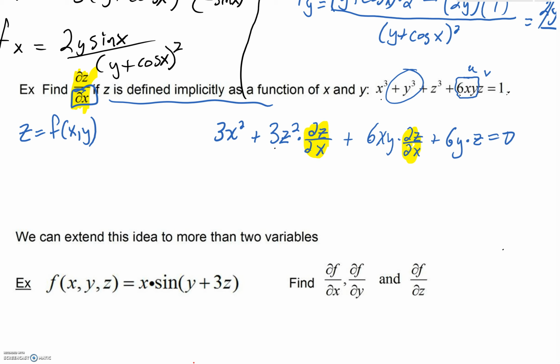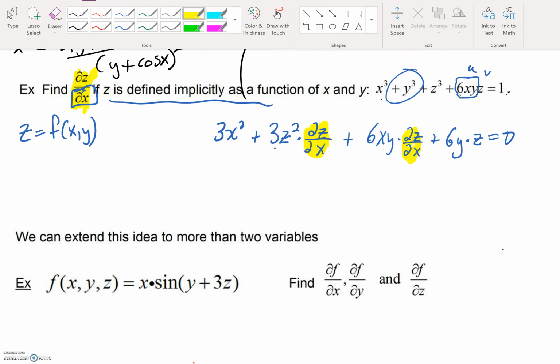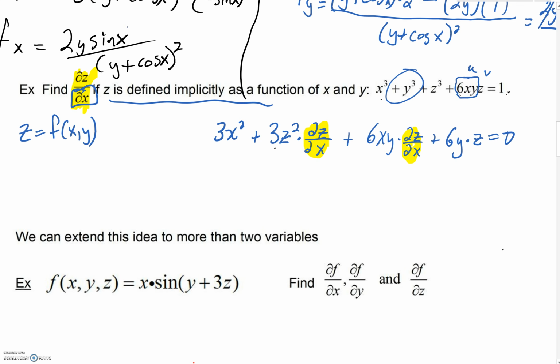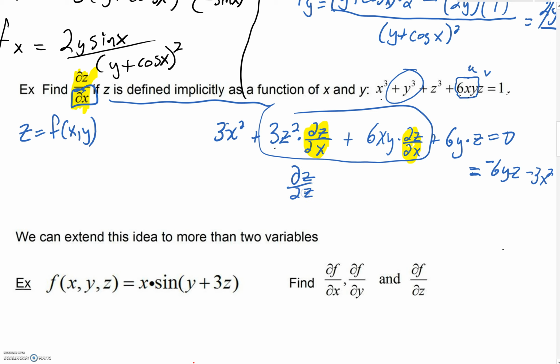So we're going to keep these on the left-hand side. And tell you what, let's move simultaneously. Let's move this 6yz to the right. Change the sign right there. Bring this 3x squared over also. But with this part right here, let's just factor out a partial z with respect to x. Pardon me, I wrote another z down there. And if we did that, we'd have 3z squared plus 6xy.